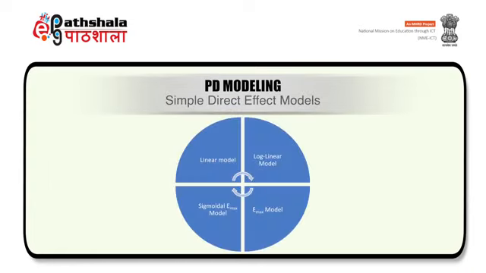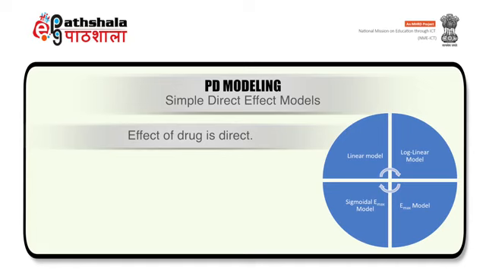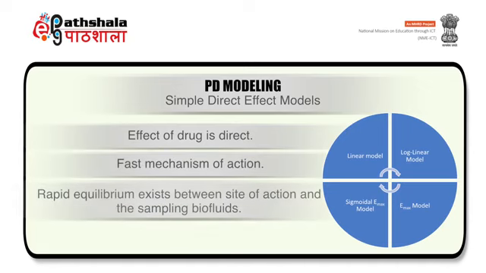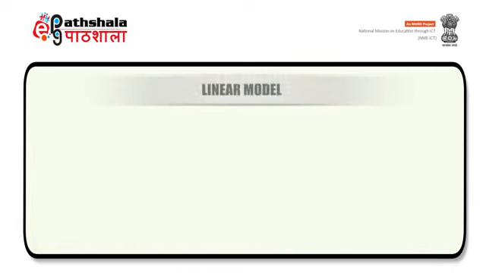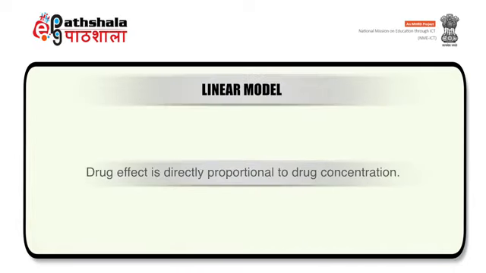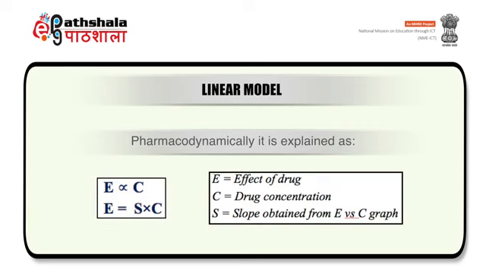The first pharmacodynamic model is the simple direct effect model. In this, effect of drug is direct, a fast mechanism of action is there, and rapid equilibrium exists between the site of action and the sampling fluid. PD parameters are time invariant. Then there is the linear model, in which drug effect is directly proportional to drug concentration. Pharmacodynamically, it can be explained by an equation in which effect of drug is equal to drug concentration multiplied by slope obtained from the E versus C graph, where E is effect of drug and C is drug concentration.